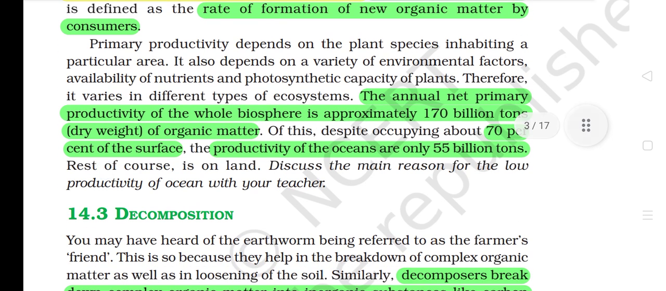Primary productivity depends on the plant species inhabiting a particular area. It also depends on a variety of environmental factors, availability of nutrients, and photosynthetic capacity of plants. Therefore, it varies in different types of ecosystems.